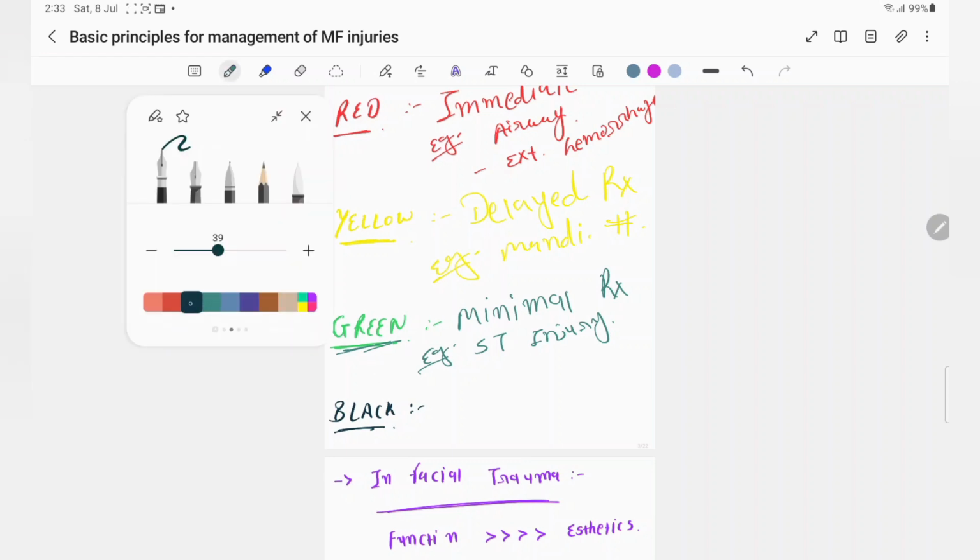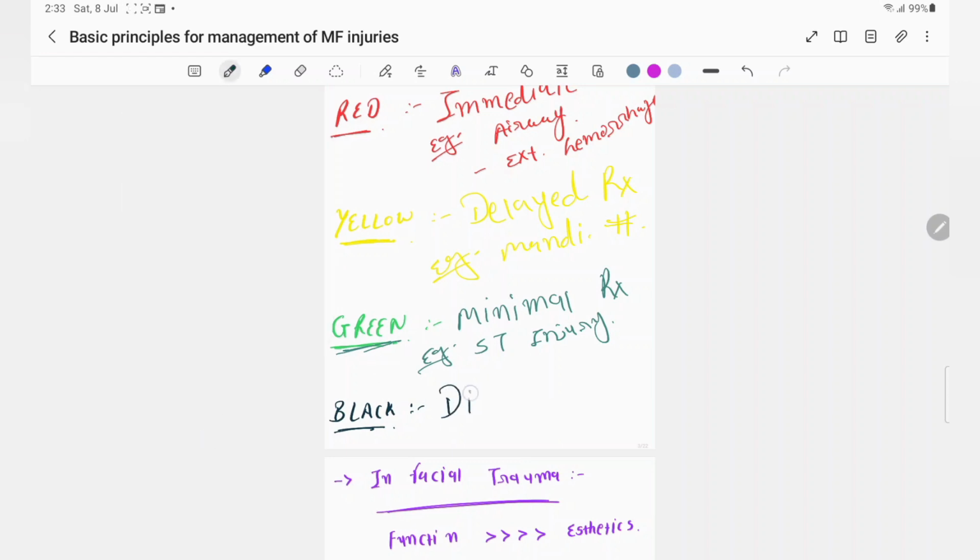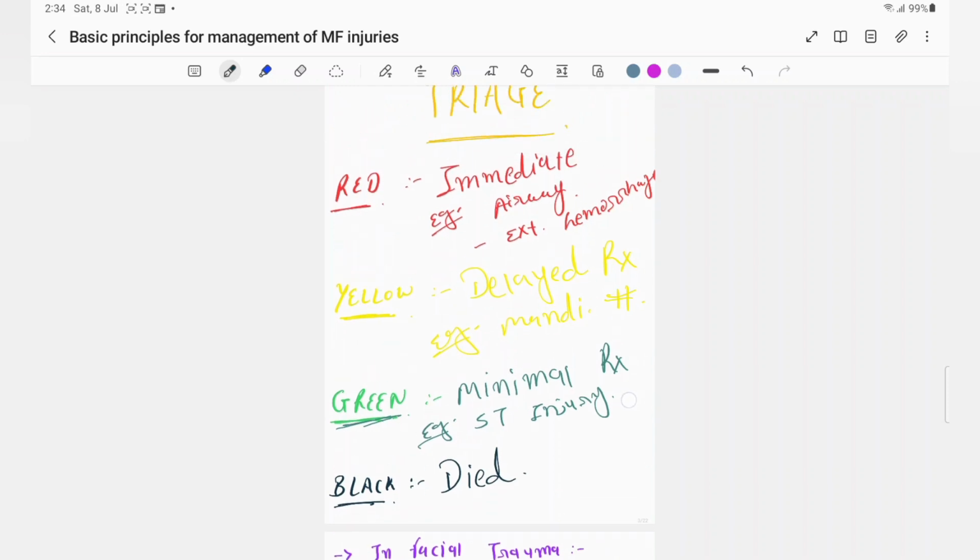Then the black: the patient has already died, the patient has not survived the injury. Okay, so for a patient who has died we should not waste much of our time, because we have other patients who really need care, who really need treatment, right?